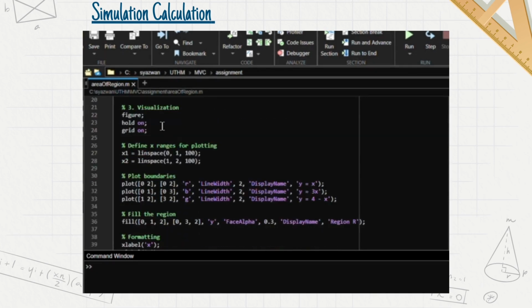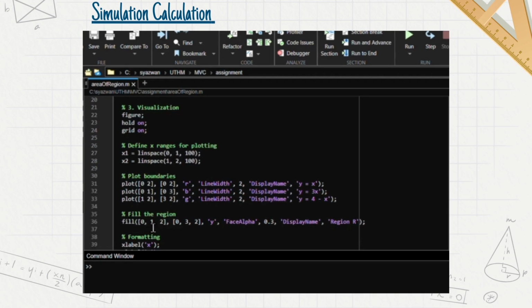The code doesn't just calculate the number, it creates a plot to prove the calculation matches the geometry. We use the plot command to draw the three boundary lines. Each line is assigned a specific color: r is red, b is blue, and g is green, with a name for the legend. The next command is fill.